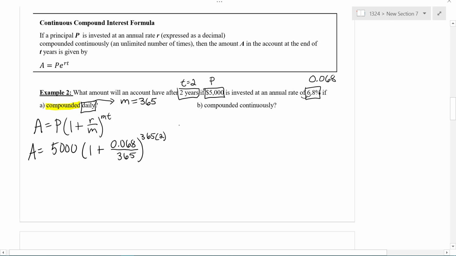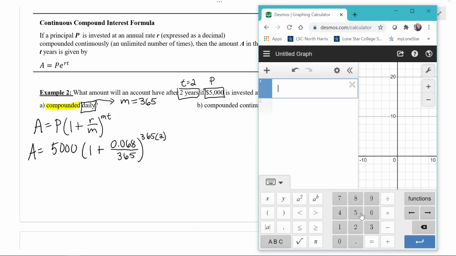Okay, we're just going to put that into decimals and see what we get. All right, so I'm going to type in the 5,000, parentheses. I'm going to do the 1 plus the 0.068. Make sure you divide just that 0.068 divided by the 365. Come outside of the parentheses and then hit your exponent button. And I recommend that you go ahead and put parentheses there and let the calculator do that multiplication of the exponents for us. 365 times 2.